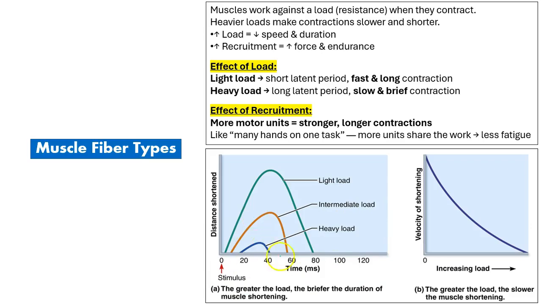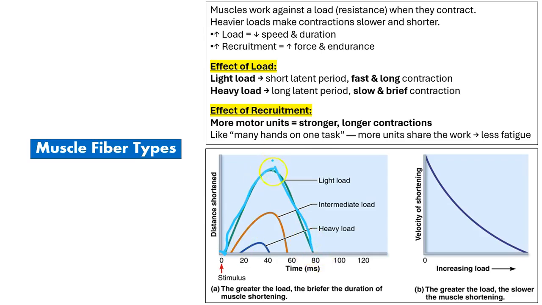First, we see that we have a light load, intermediate load, and heavy load here. And then we have a graph that shows as we increase the load, what's going to happen to the speed of the shortening, meaning the speed of contraction. First, let's talk about our light load. As you can see, our light load has a latent period here that's pretty brief. And then you're going to have your contraction and then relaxation. It contracts very quickly because the latent period is very brief, but also the muscle is going to travel farther before it relaxes.